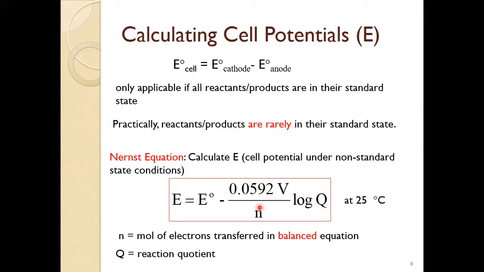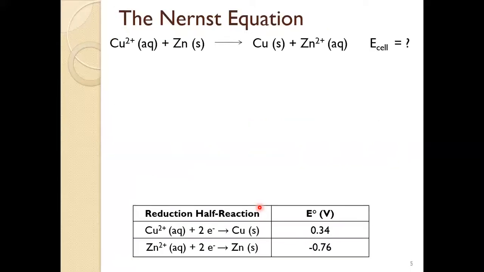And Q is your reaction quotient, that ratio of the concentration of the products raised to their coefficients divided by the concentration of the reactants raised to their coefficients. So, a couple of examples of applying the Nernst equation. We have this example we looked at very early on, and we want to calculate the cell potential under non-standard conditions. Specifically, when the concentration of copper 2+ ions is 0.025 molar and the concentration of zinc 2+ ions is 1.10 molar.